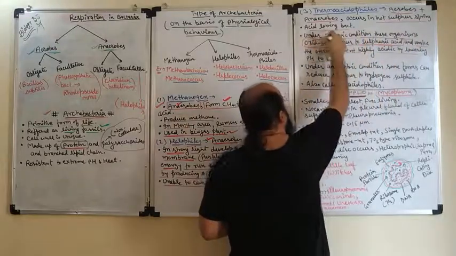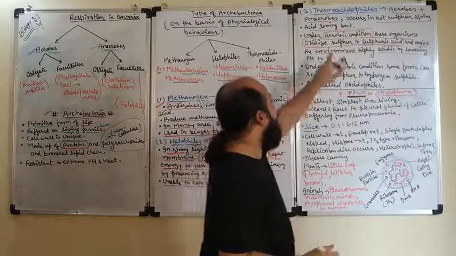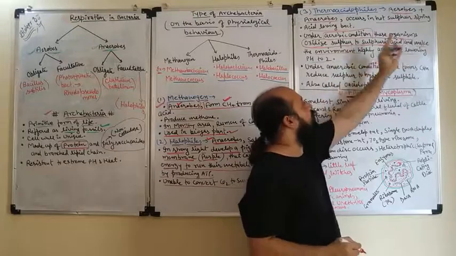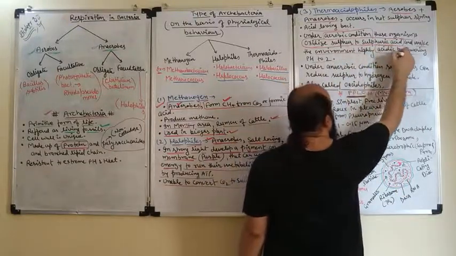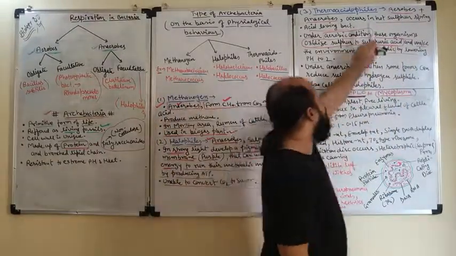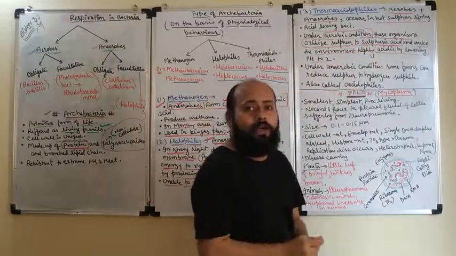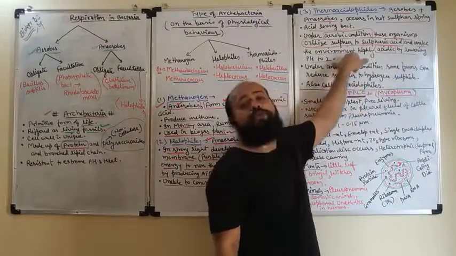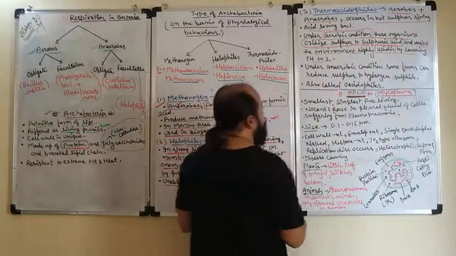That is, under aerobic condition, the organisms oxidize sulfur to sulfuric acid and make the environment highly acidic, lowering pH to 1 to 2. Okay, but what about under anaerobic condition?